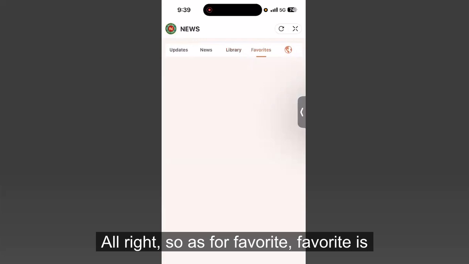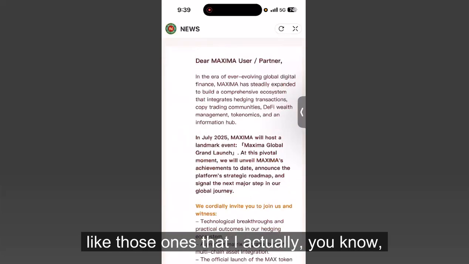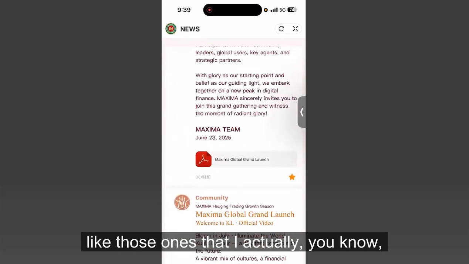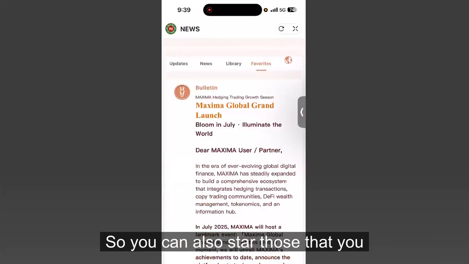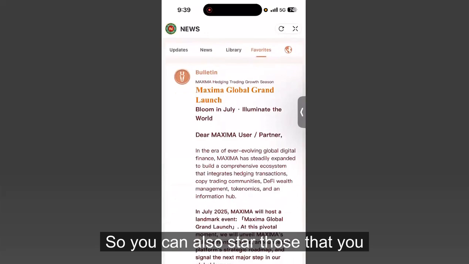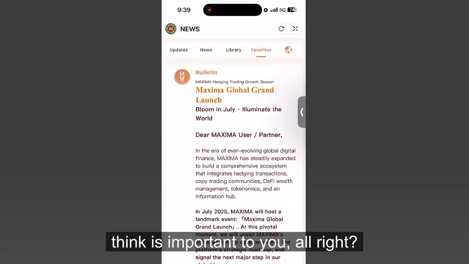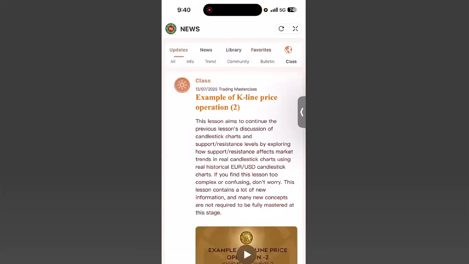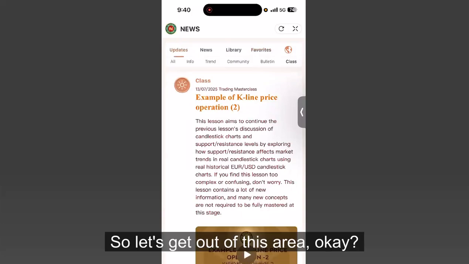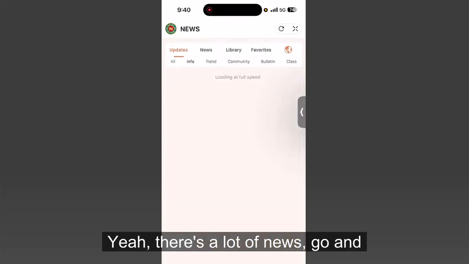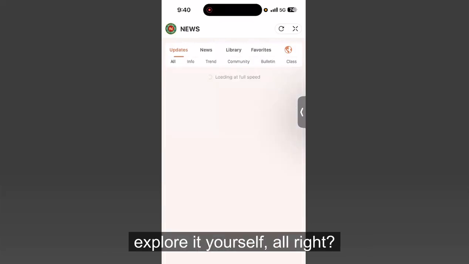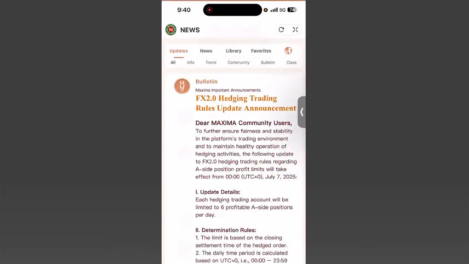All right, so as for favorite is like those ones that I actually keep. Okay, so you can also star those that you think is important to you. All right, you can star it. All right, so let's get out of this area. Okay, let me check. Yeah, there's a lot of news now. Go and explore it yourself. All right, so I don't take up too much time here.